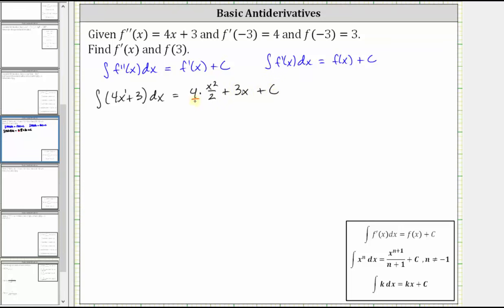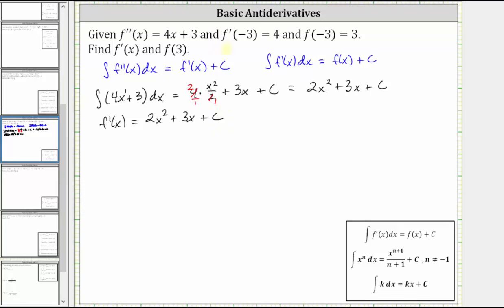Let's go ahead and simplify. 2 and 4 share a common factor of 2. There's 1, 2, and 2, and 2 2's are 4, which gives us 2x squared plus 3x plus c. And since we integrated the second derivative here, this is the first derivative plus a constant. So now we know f prime of x is equal to 2x squared plus 3x plus c.